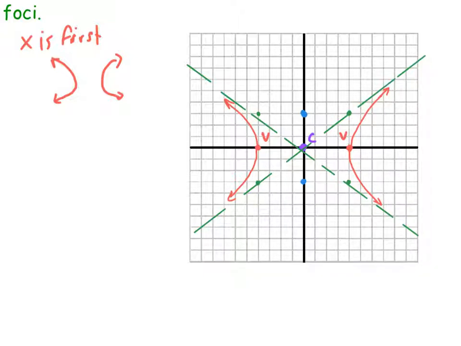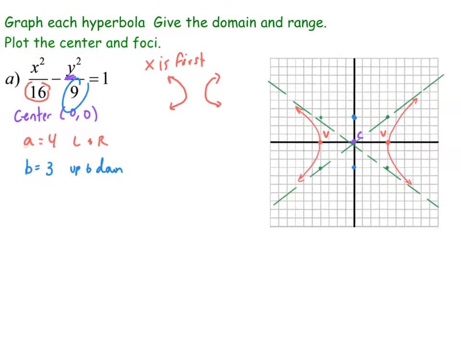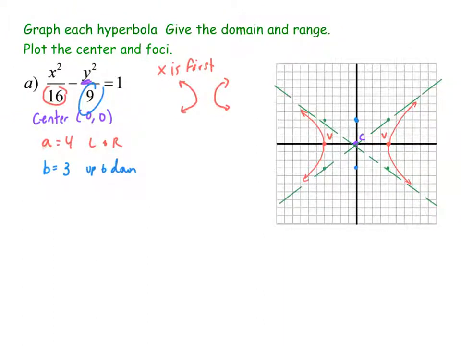Notice that I go back to my thought that x is first. That means my hyperbola should open up to the side. So seeing that it does open up to the sides, like we said, that's good. So now that I've done that, I want to go ahead and talk about the domain and the range. And we did that the other day with the ellipses and with the circles. So this shouldn't be a new idea.